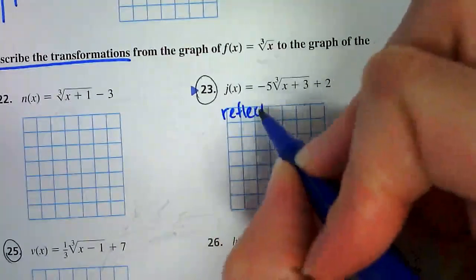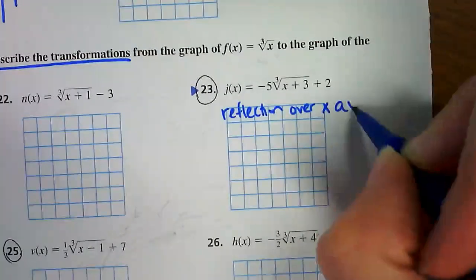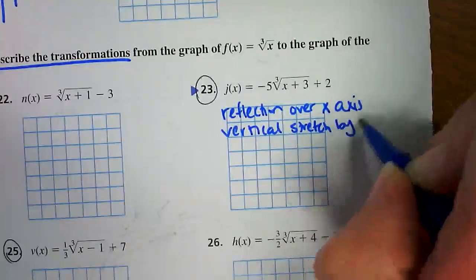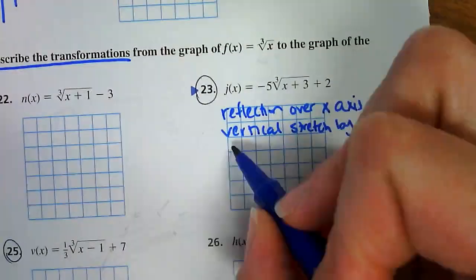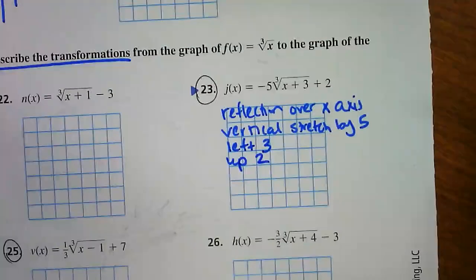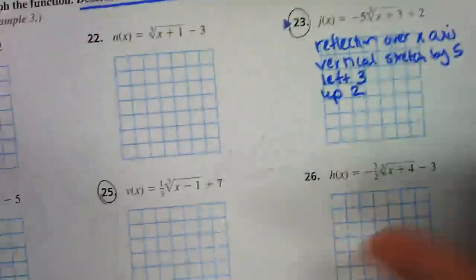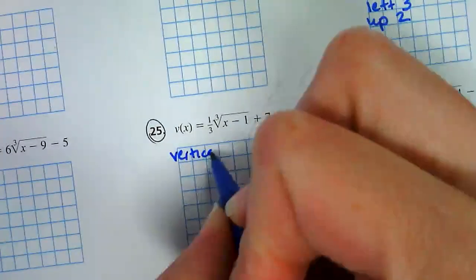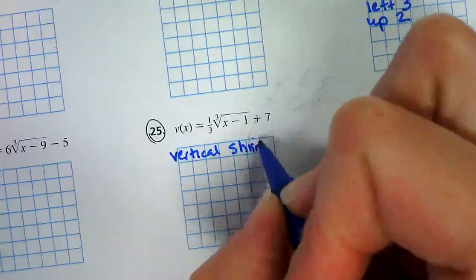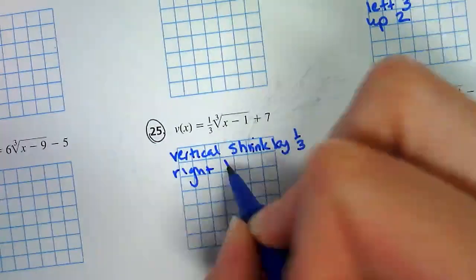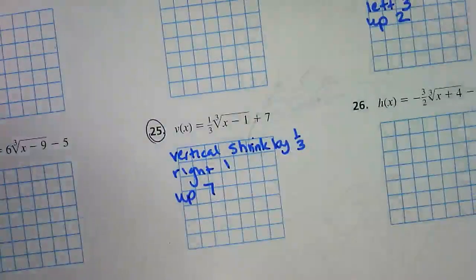There is a reflection over the x-axis. There is a vertical stretch by 5. There is a shift to the left 3, and there is a shift up 2. Okay, for number 25, we have a vertical shrink by 1/3. We have right 1, and we have up 7. Okay.